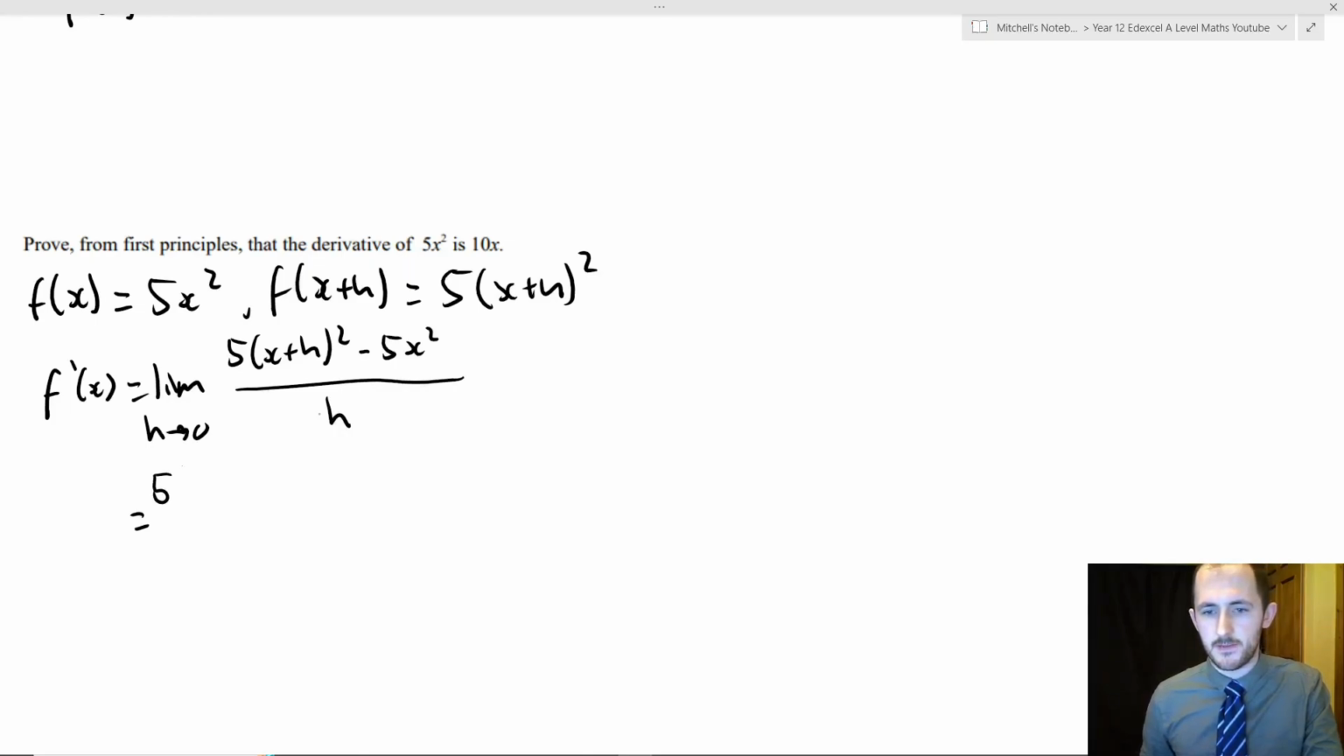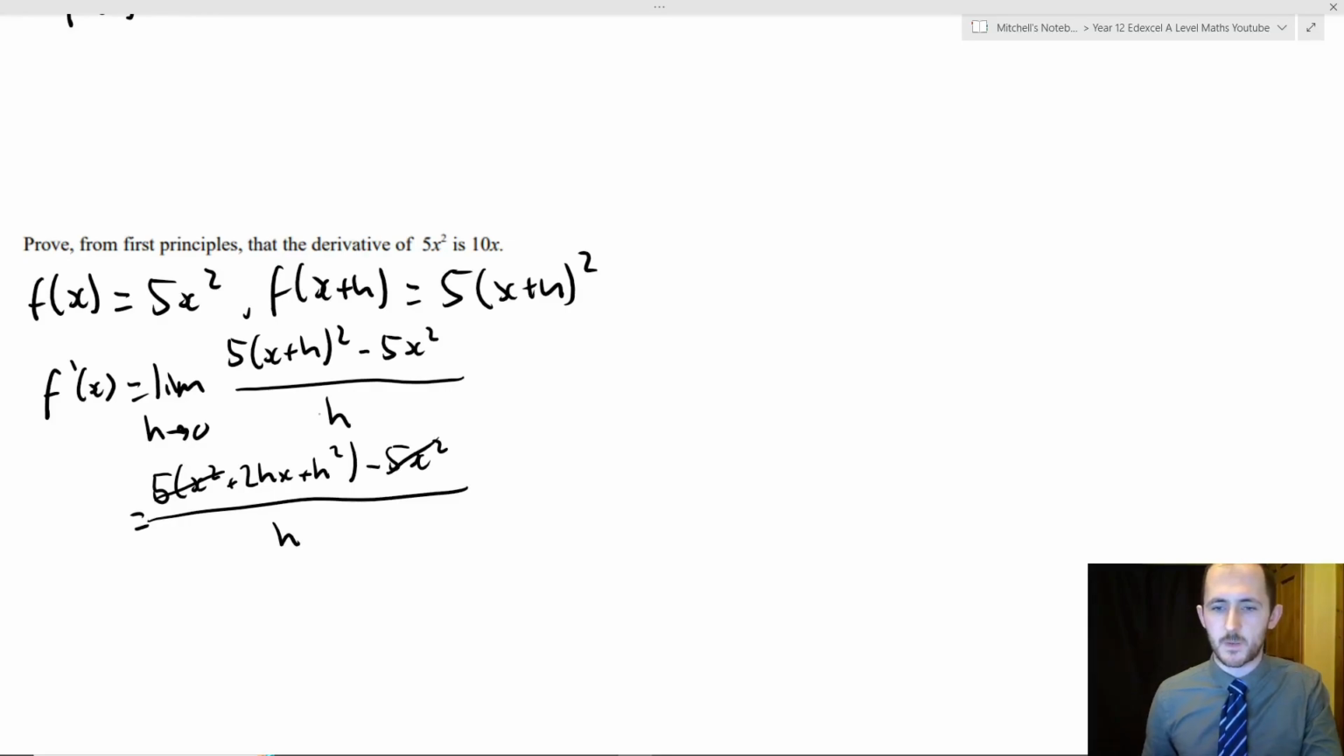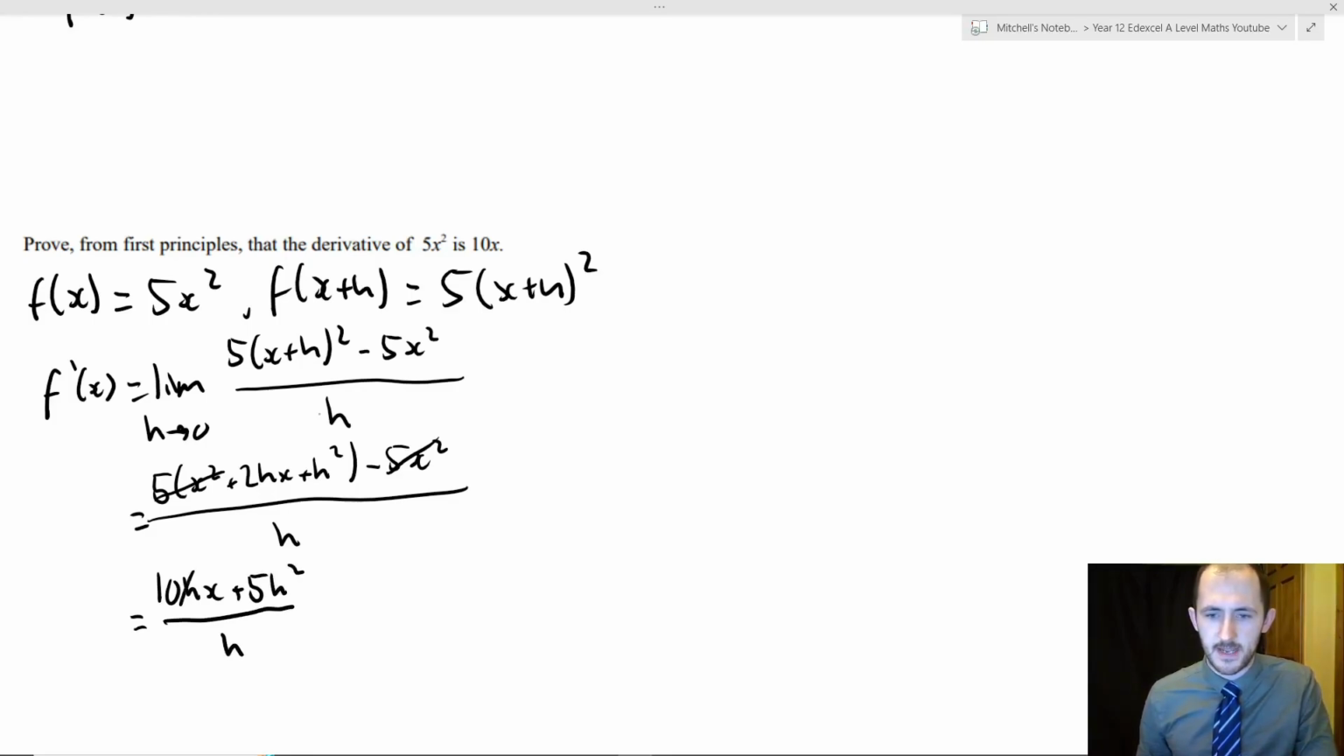So that gives me 5 times (x squared plus 2hx plus h squared) minus 5x squared, all over h. Once again, this 5x squared is going to cancel with this 5x squared, so we're just left with 5 times 2hx, which is 10hx, plus 5h squared, over h, because we can cancel out h from everything.